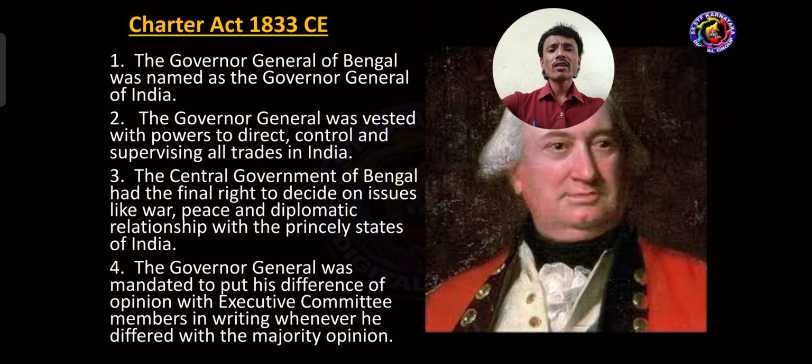And the Governor General was mandated to put forward his difference of opinion with the Executive Committee. The Executive Committee is nothing but the administrative committee. In case any difference of opinion came into existence in the administrative committee, the Governor General would get involved. Got it? Based on the majority of the people's opinion, he would get involved and take further decisions under the Charter Act of 1833. So dear students, this is about the Charter Act of 1833.